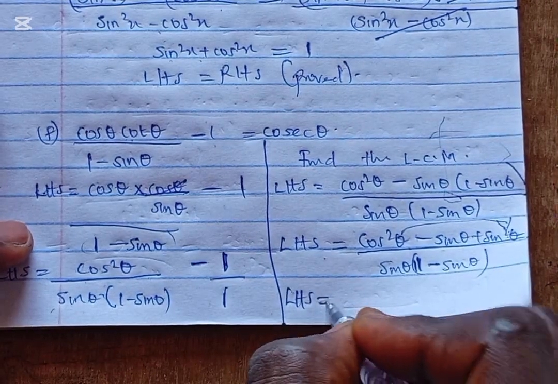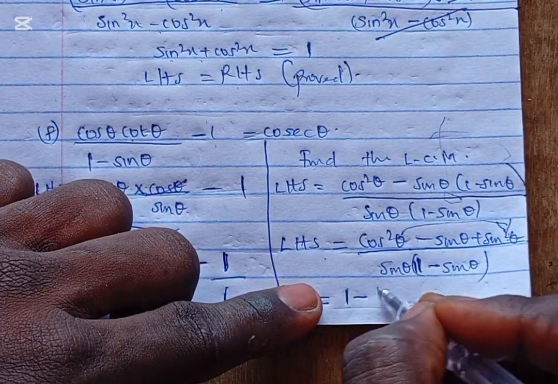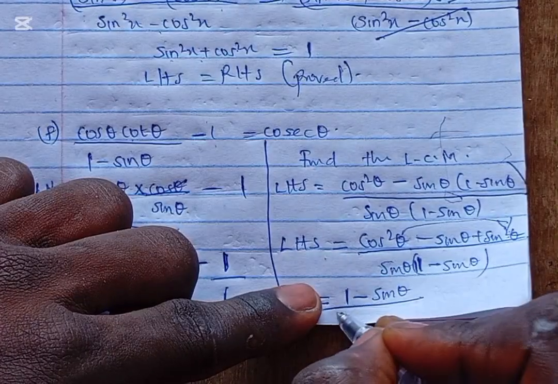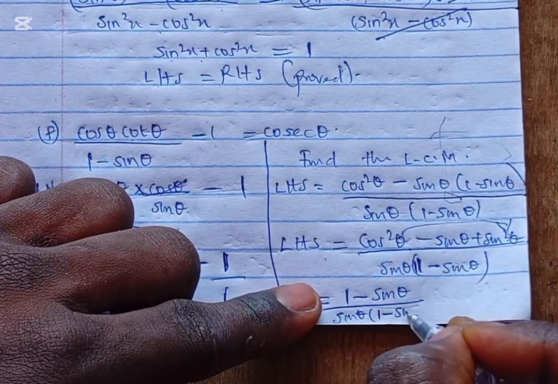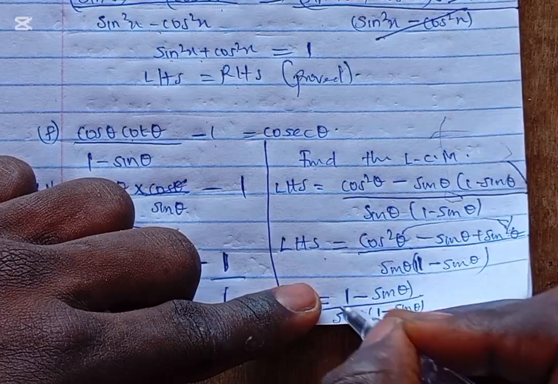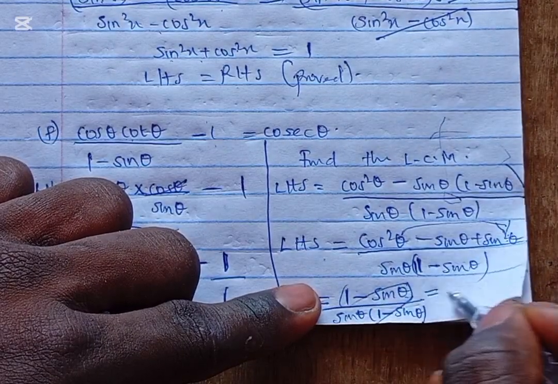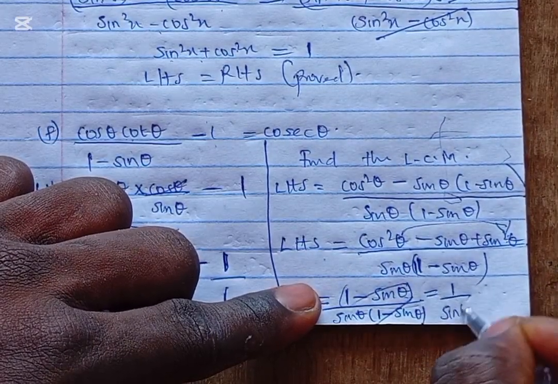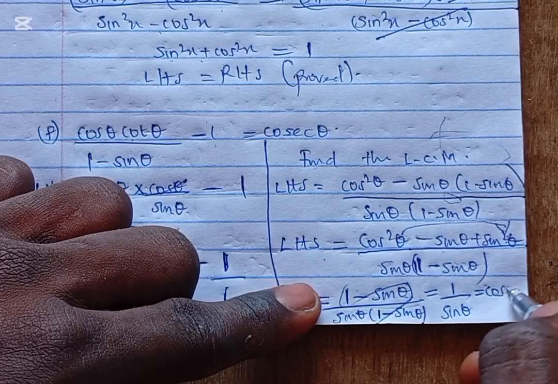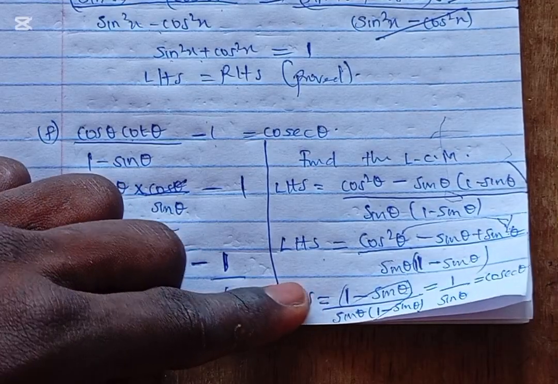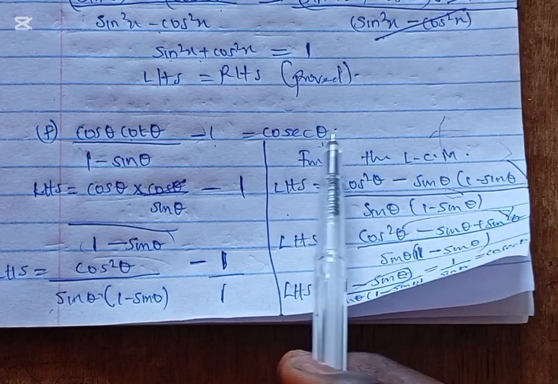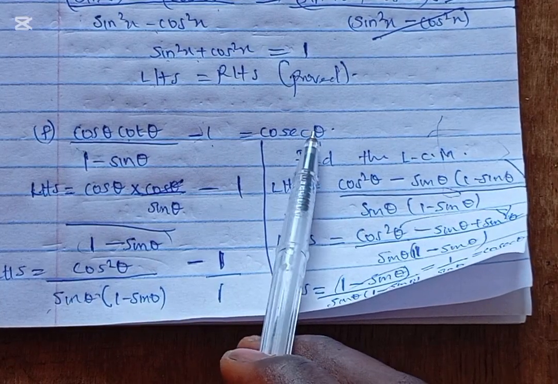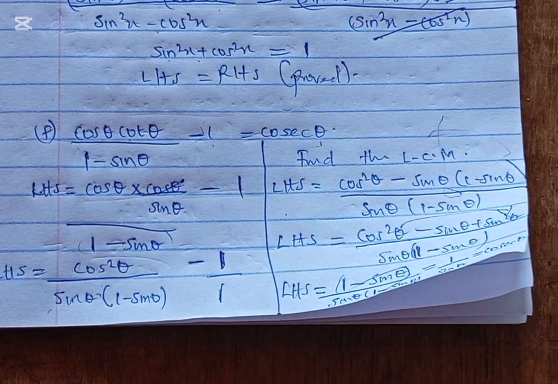So the left hand side will be 1 minus sine theta over sine theta into 1 minus sine theta. So this one can cancel out. So I have 1 over sine theta, which is equal to cos theta. So it is proved because this side must be equal to this side. So it means that our left hand side is equal to the right hand side. So that's that on that one too.